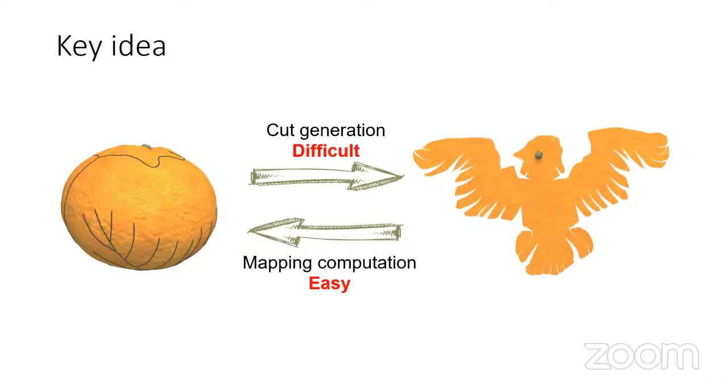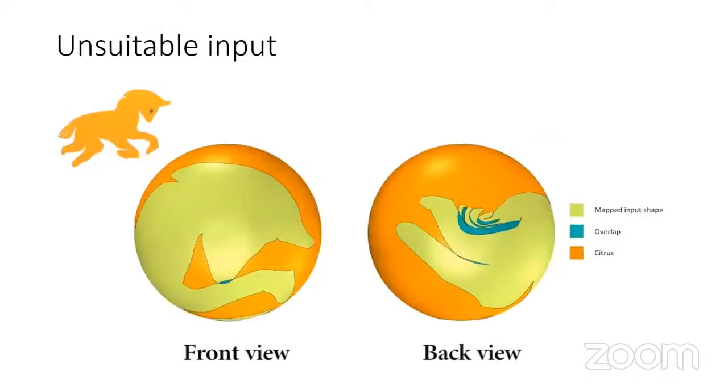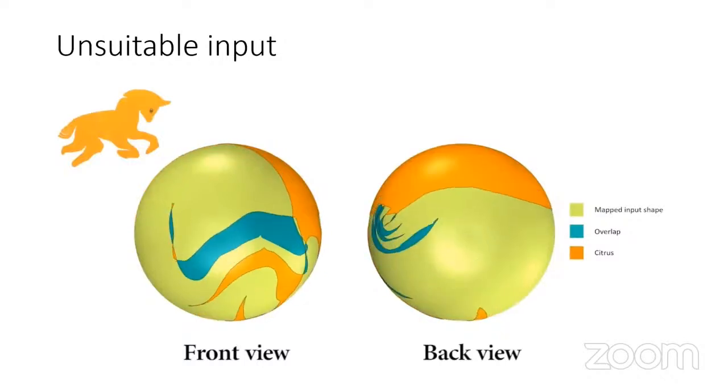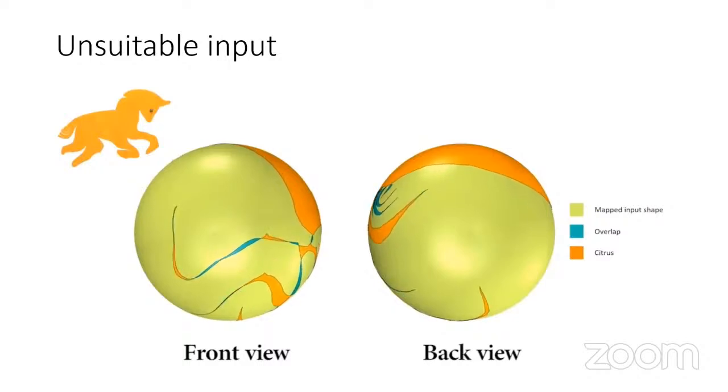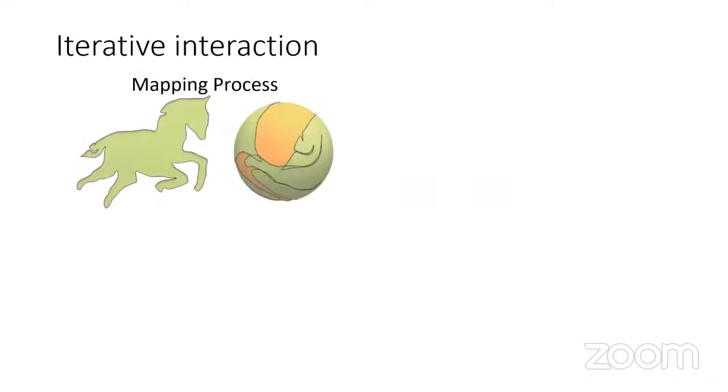So the key insight of our method is to convert the cut generation problem to a mesh mapping problem that is easier to solve. Some input shapes can be isometrically mapped to completely cover the citrus. Then the boundary of the mapped shape can be used to generate the resulting cut path. Some input shapes are unable to completely cover a citrus. This is an example. The input shape cannot cover all of the citrus after the mapping process.